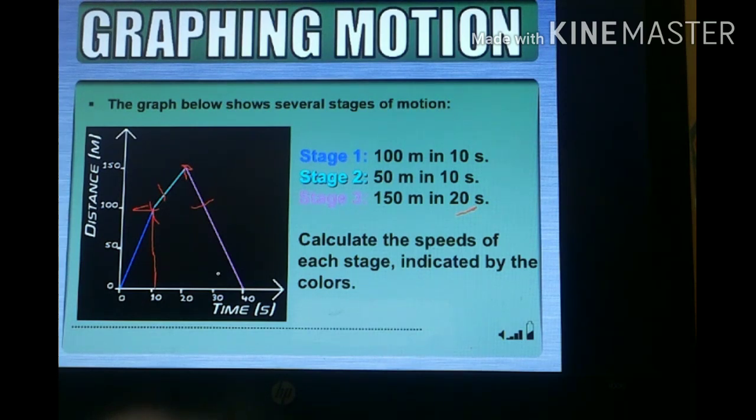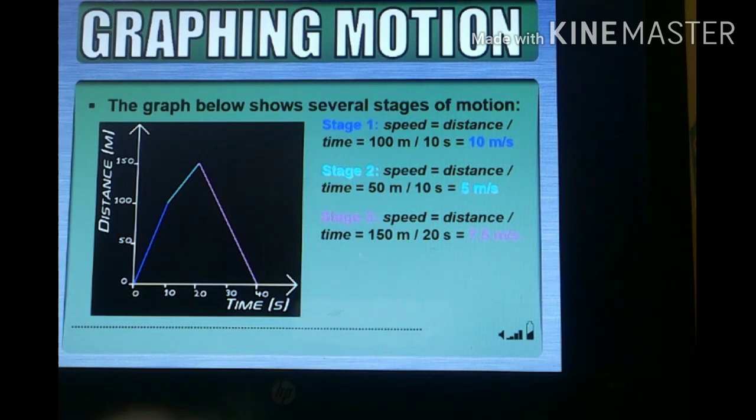You have to calculate the speed for each section. So what will we be doing? Speed is equal to distance upon time. What is the distance traveled over here? 100 upon 10, that is 10 meter per second. Similarly, stage 2: 50 meters is traveled in 10 seconds, so it is 50 upon 10, 5 meter per second. For stage 3, it is 150 and the time span is 20. So it is 150 upon 20, that is 7.5 meter per second.